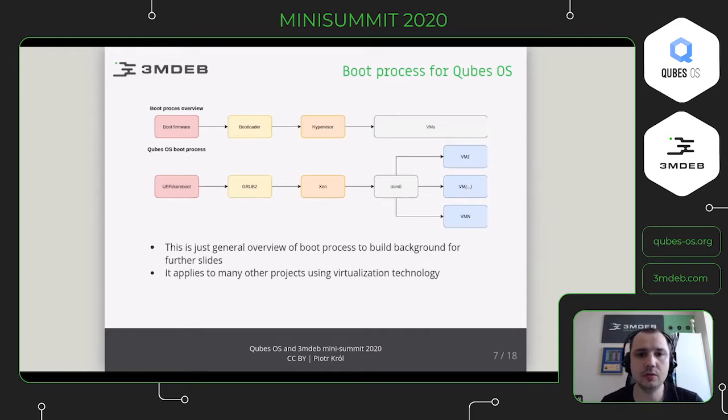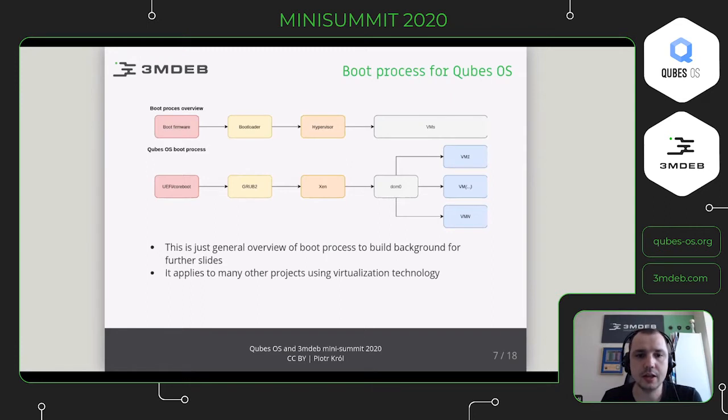But let's see what the boot process of a typical machine looks like. Typically we have some boot firmware. This can be UEFI or coreboot. Then we have some bootloader. This probably is GRUB if we're using Qubes OS. Then we have the hypervisor, and then we have VMs. The first VM is dom0, and then dom0 creates other VMs depending on our configuration. Of course, this could be explained in a more sophisticated way, but I just want to build the ground for further slides.